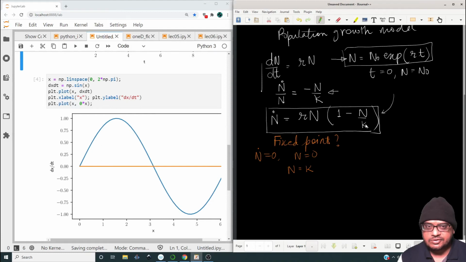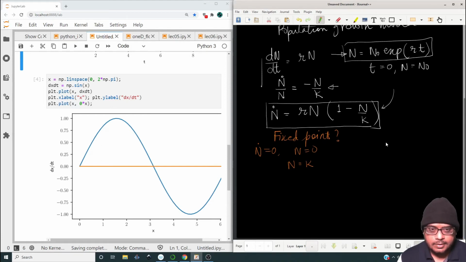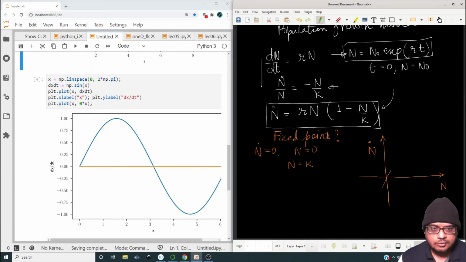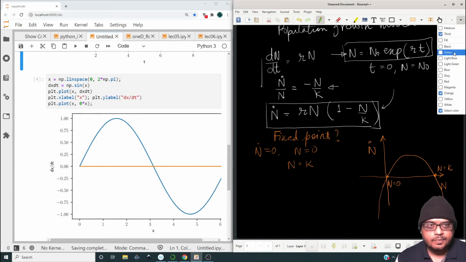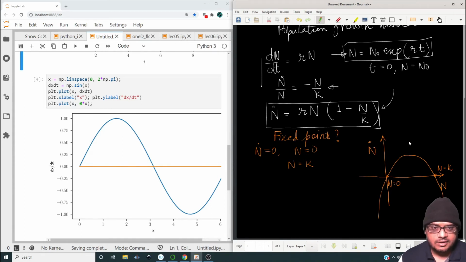How does this equation actually look? If we draw it, N dot on this axis and N on this axis, obviously it will pass through the origin and be a parabola which will look something like this. This is the point N equal to 0 and this is the point N equal to K. What I've drawn is not exactly a parabola, but more like this. Let us see what we can infer from this diagram. Obviously there's a maximum over here.